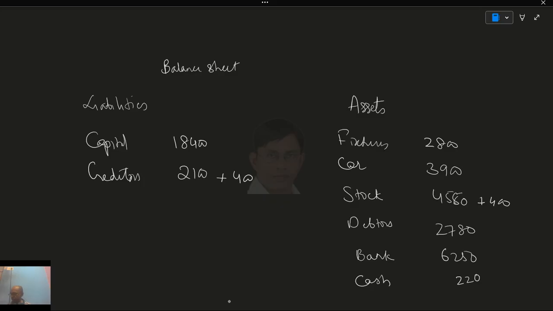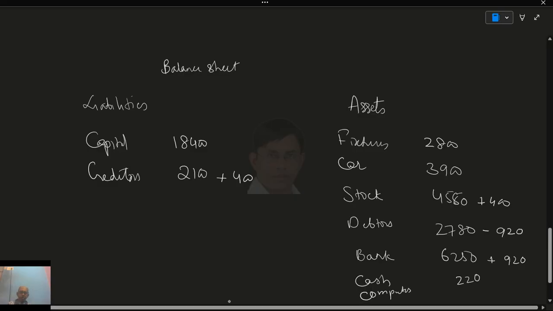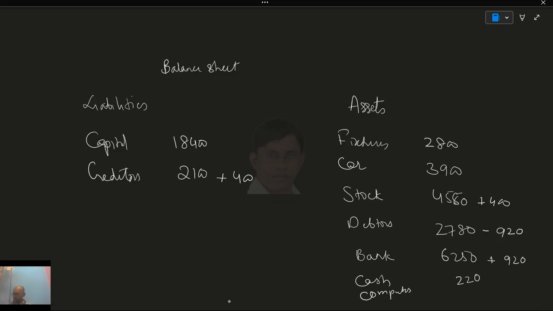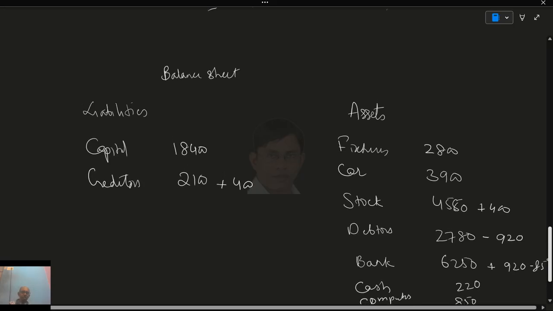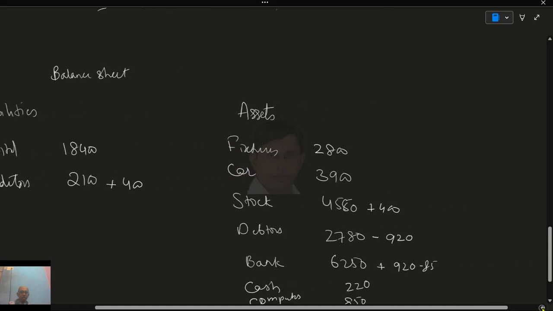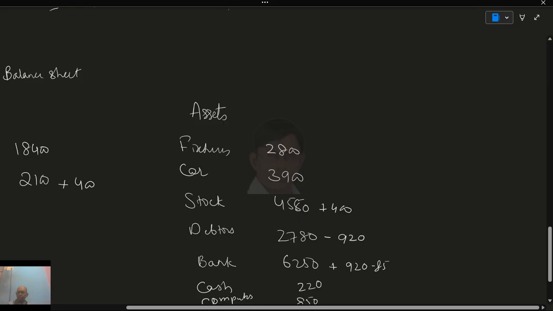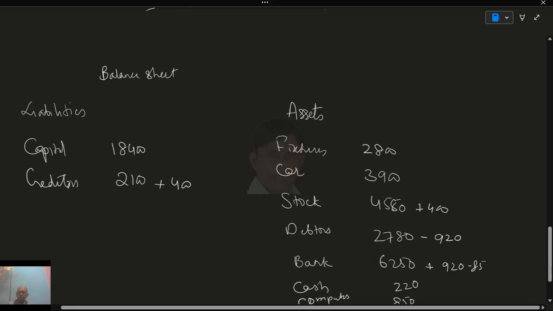Next one. One of the debtors paid 920 by cheque. So debtors will come down, but bank will increase, by 920. Then the next one: she bought a computer by cheque, 850. Computer is not there in the list, so we add computer 850, and bank goes down, minus 850.